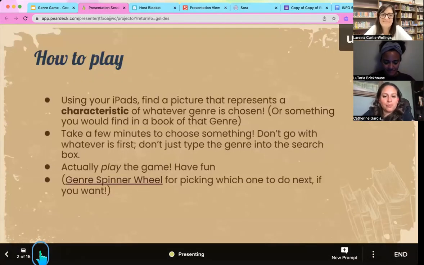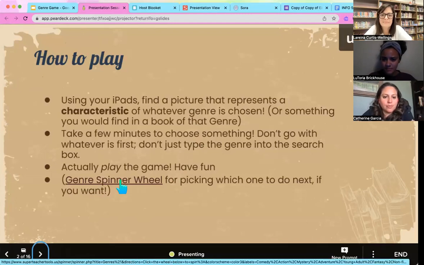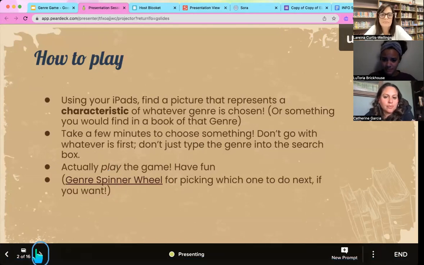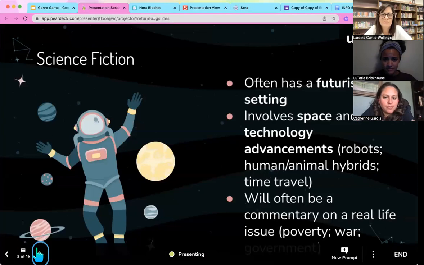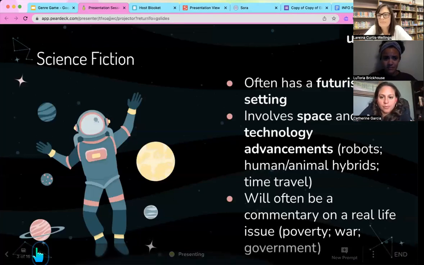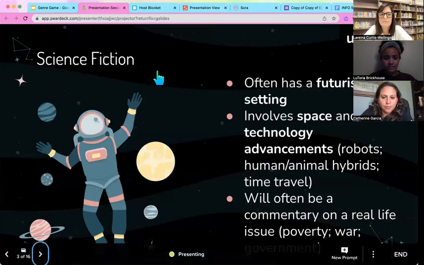For this lesson today, this is an extra activity that I would have students do if we had extra time. You click it and it's a spinner wheel, and it chooses for you what you could read next to get them out of their comfort zone. But for this lesson, we're going to specifically look at fiction versus nonfiction and historical fiction versus nonfiction. So some different types would be science fiction.